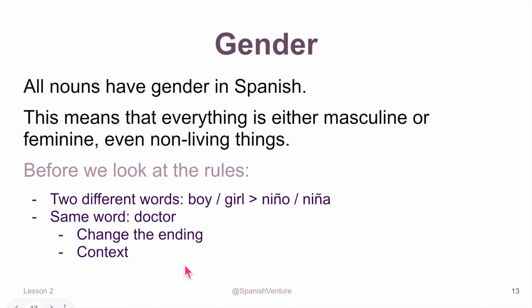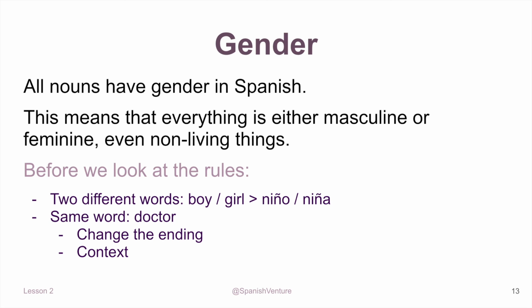But before we go into that, I just want to talk about, in English, sometimes you have certain words that are specific for masculine and specific for feminine. Example would be boy, girl, niño, niña, right? Mother, father, or waiter, waitress, right? It's two different words. In Spanish, you do have a group of words like that. Hombre, mujer, man, woman, mother, father, mamá, papá.